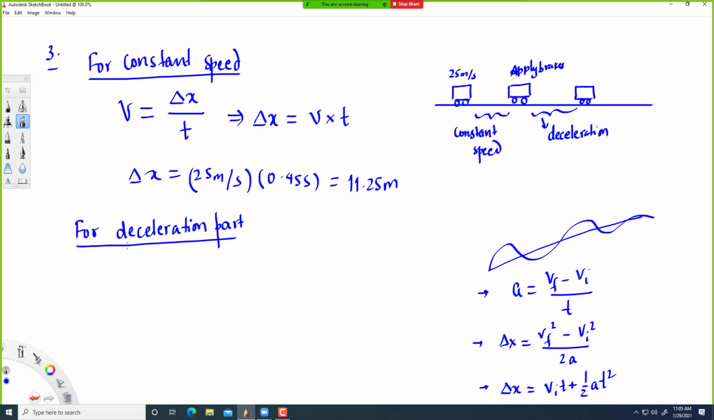Okay. So we are given the initial speed. Okay. Up to this point, the speed is still the same, okay, 25 meter per second. And once you apply the brakes, now your car will slow down, okay, and then eventually here your car will stop. So that means your initial speed is 25 meters per second, and final speed is 0.